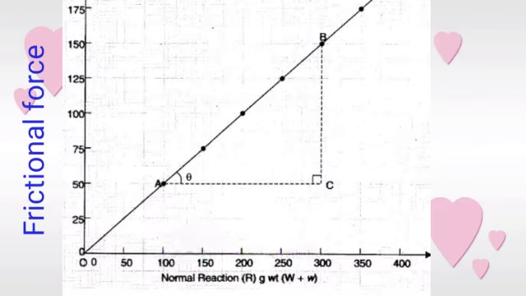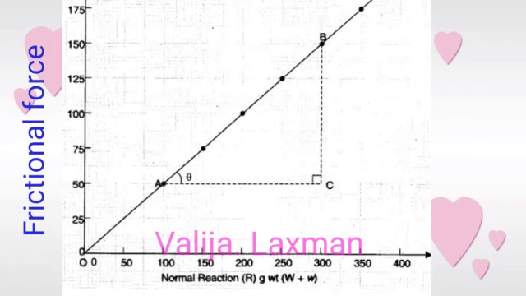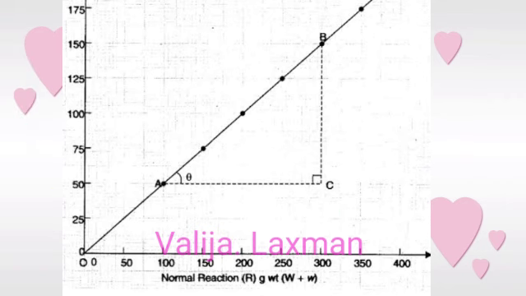And if you draw one more graph between the weight of the body on the x-axis and frictional force on the y-axis, you will get a straight line. And if you calculate the slope of that straight line, that slope indicates the coefficient of friction between the two surfaces.